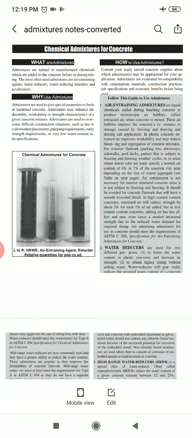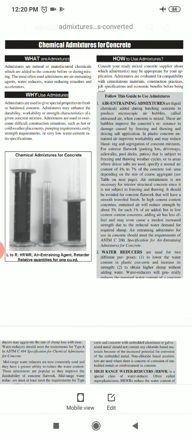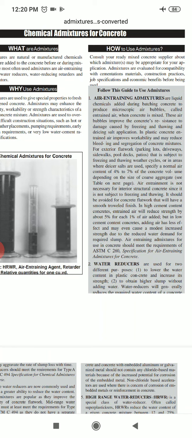Now we'll see the types of admixtures. There are two types: one is chemical admixture, and one is mineral admixture. We'll study the chemical admixture first. The first type of chemical admixture is air entraining admixtures. Air entraining admixtures are liquid chemicals added during the batching of concrete to produce microscopic air bubbles, called entrained air, when the concrete is mixed.